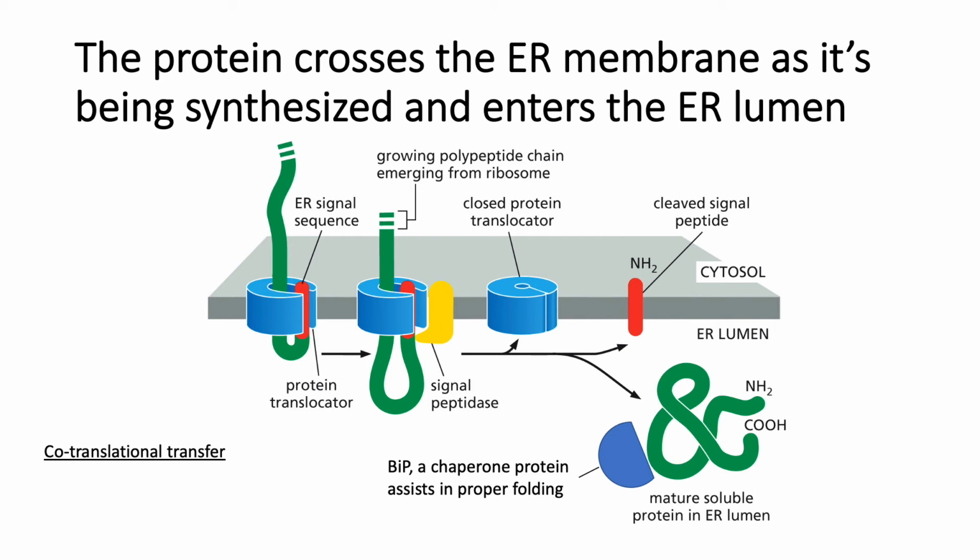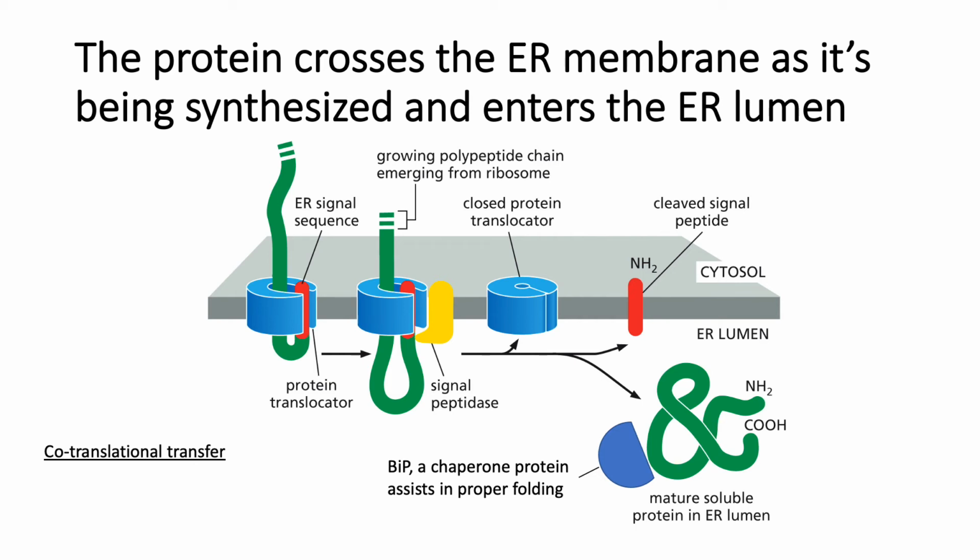Now, when we talked about proteins earlier, one of the things I said was that these proteins fold up spontaneously on their own, which is true. But it's not unusual for the proteins to misfold. And so there are additional proteins called chaperone proteins, which are present in the ER lumen. One of them is called BIP. These are chaperone proteins that assist in proper folding.